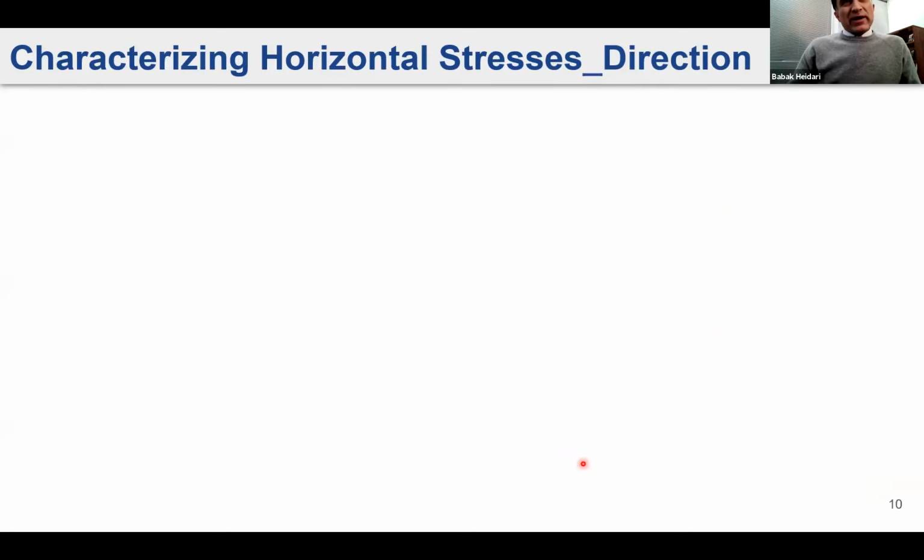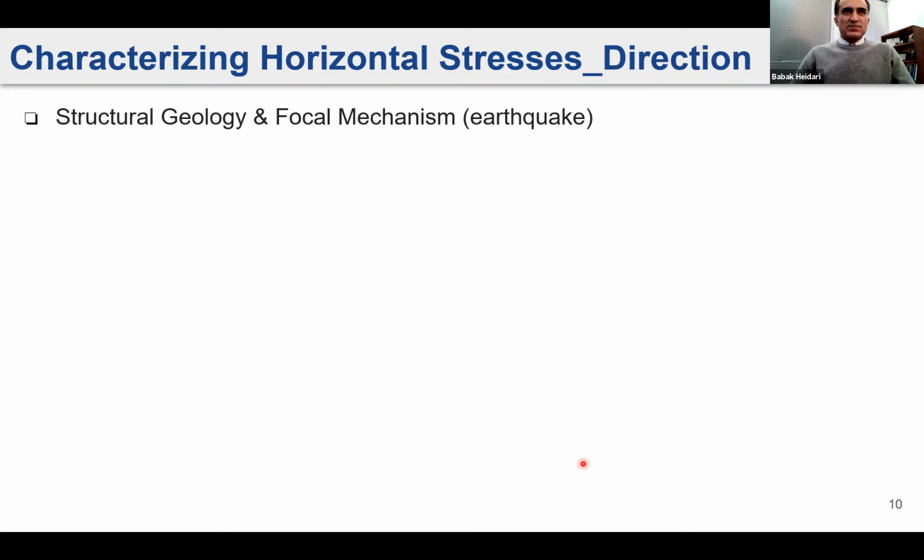So to characterize the horizontal stresses, there are two major components. One of them is direction, which is easier than the magnitude, so I'm going to cover it first. As mentioned on the previous slide, structural geology, focal mechanism, and earthquake information can give us some idea about the stress direction, but may or may not be representative of the current stress state of the field or reservoir. But the most important and reliable data is coming from the wellbore.